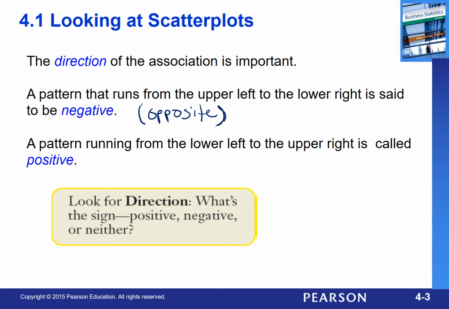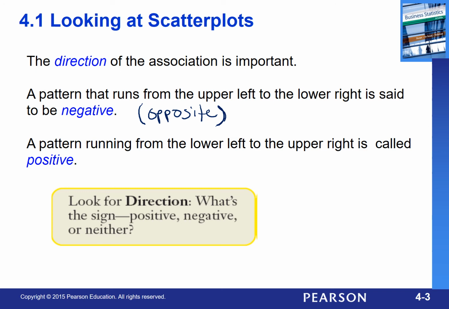So if you're trying to think of an example of this, a negative one would be like car age and value of the car. As the age increases, as I get an older and older car, the value decreases. They're doing the opposite of each other. When one increases, the other decreases, and so on and so forth. If you're behaving oppositely, that's a negative relationship.